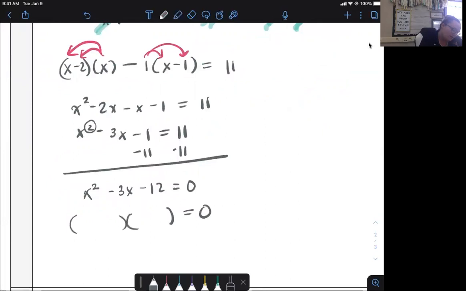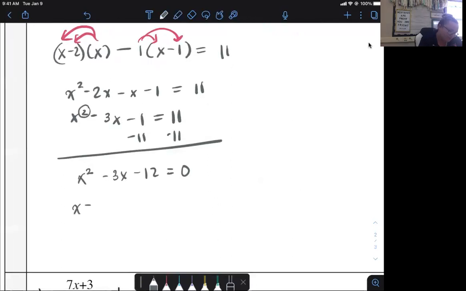So x times x is x squared. Factors of 12 are 1 and 12, 2 and 6, and 3 and 4. And none of those add or subtract to get us -3. That's rude. Right? So we're going to plug this into the quadratic formula.